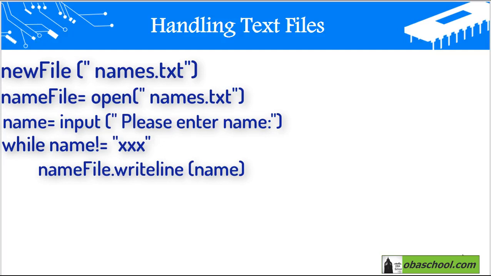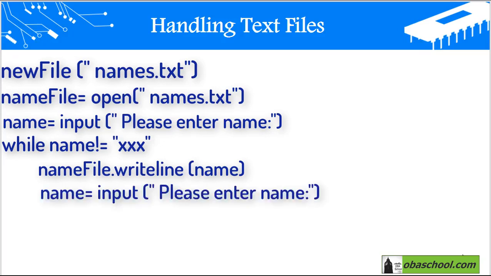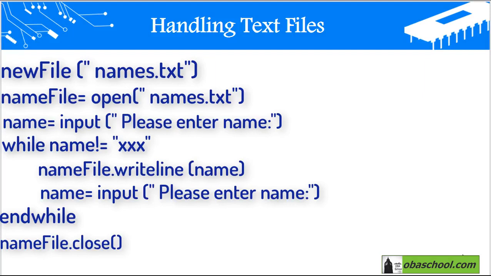Then we will change the variable name and put in it a new input message which is please enter name. So now we're asking the user to enter a new name. So we re-enter the while loop since the name is not equal XXX. When the user enters XXX, it means that the while condition is false and we must end it. So we put end while, then we must always close the file when we finish from it. We put name file, this is our text file, dot close and empty brackets.